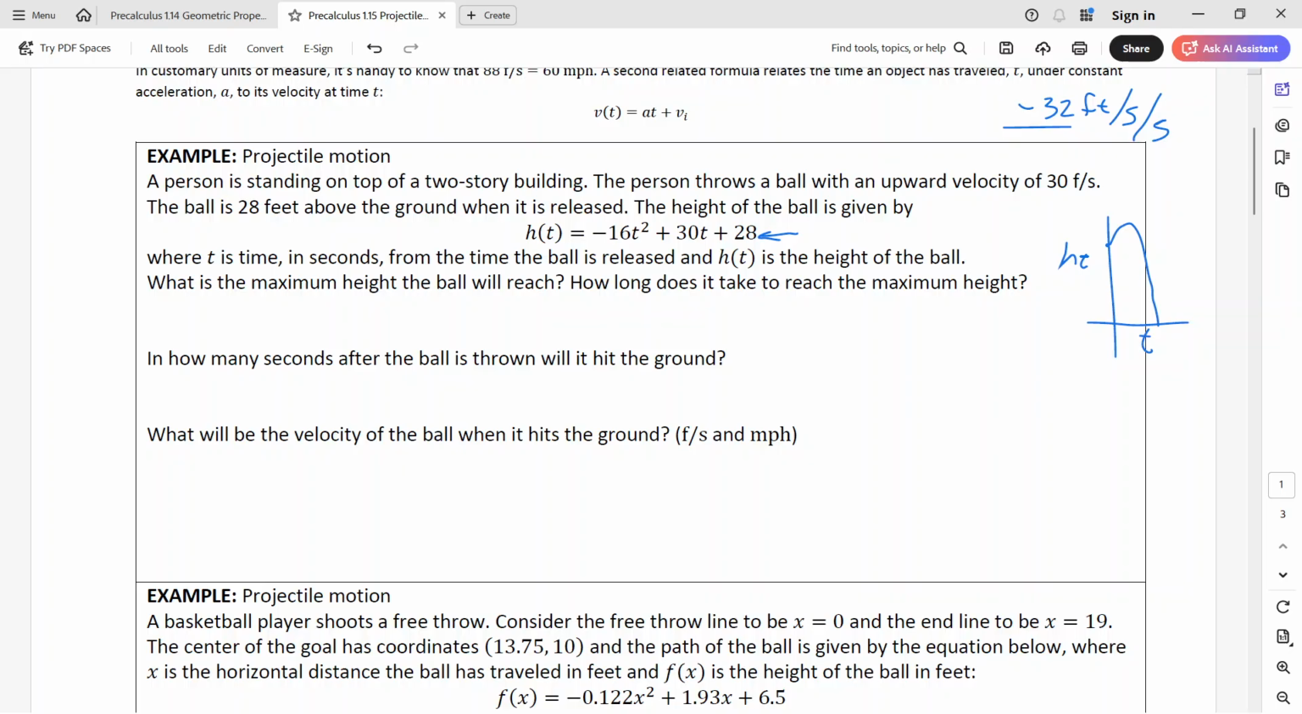So be sure that you understand what our variables represent. And we want to know how many seconds after the ball is thrown will it hit the ground. So we could do that one of several ways. And one of the ways that we could do it is to say that the height when it hits the ground is 0, and we're trying to solve this.